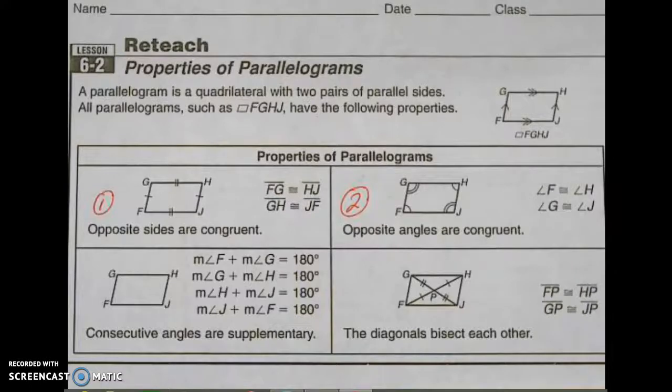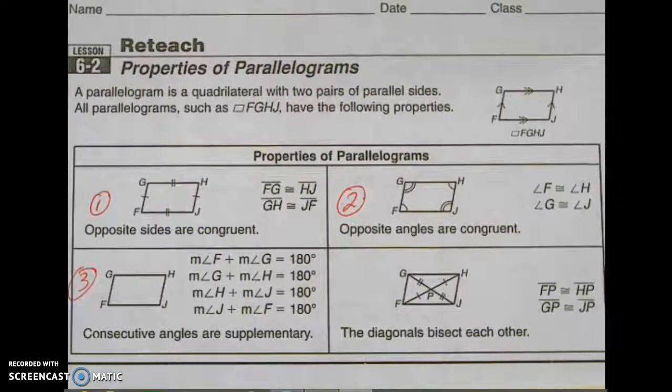The third property deals with those angles. The angles that are not congruent to each other are supplementary. They add up to 180. So if the angles are next to each other, like G and F, they add up to 180, or G and H, they add up to 180. So between the fact that the angles are either congruent or add up to 180, you can use a lot of information about parallel lines from these angles.